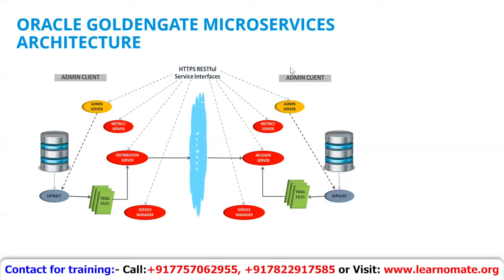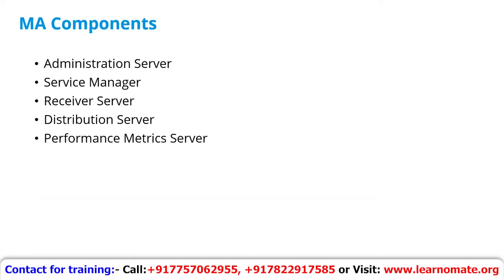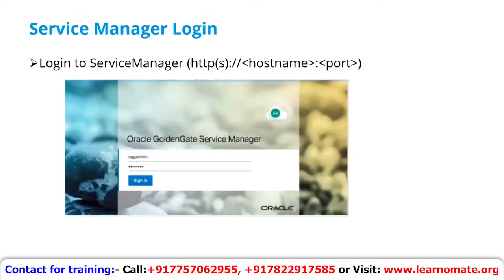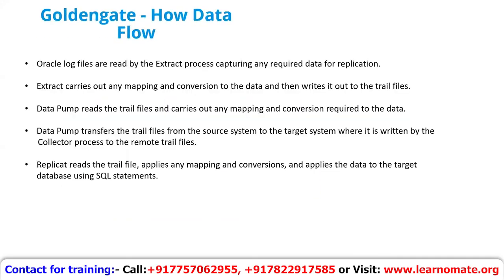So you have admin server, performance metric server, distribution server, and receiver server in microservices architecture. These are the components. As I mentioned, the data pump of classic has been replaced with distribution service in microservices, and the classic collector has been replaced with receiver server on the target side. Performance metric server is the new addition, which is available in both classic as well as microservices architecture. So this is how the login to service manager looks like.